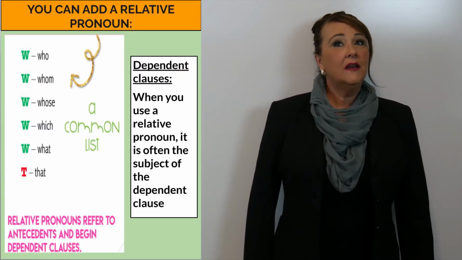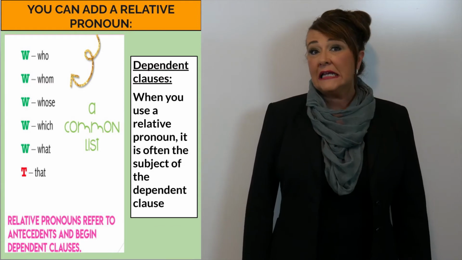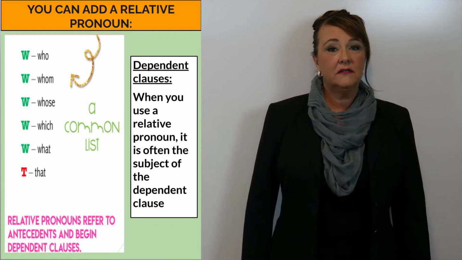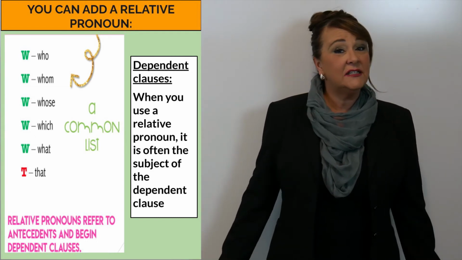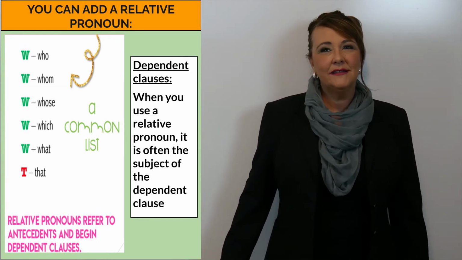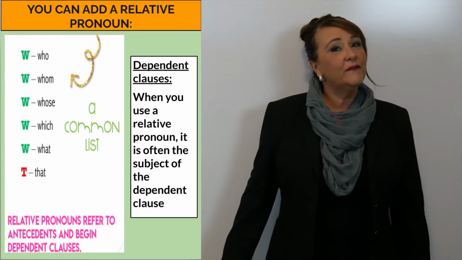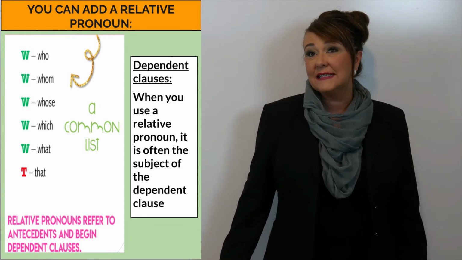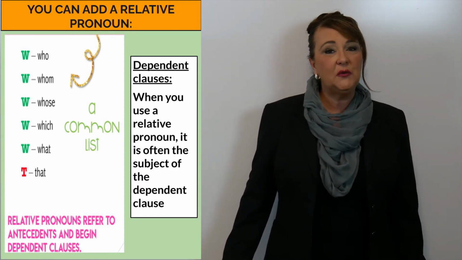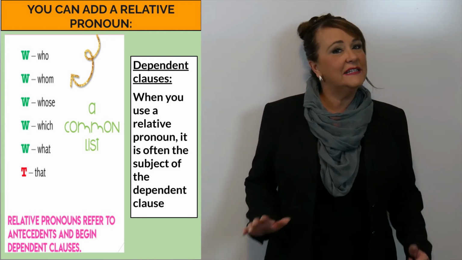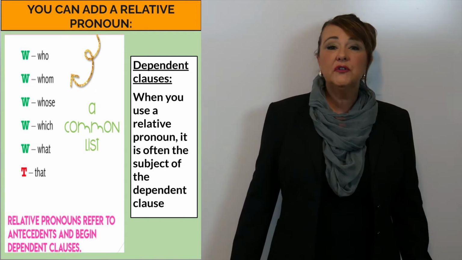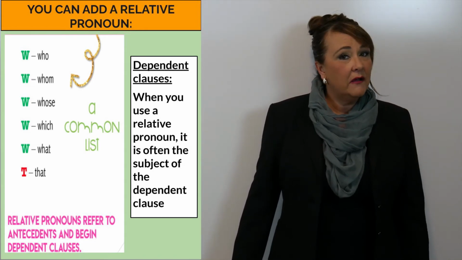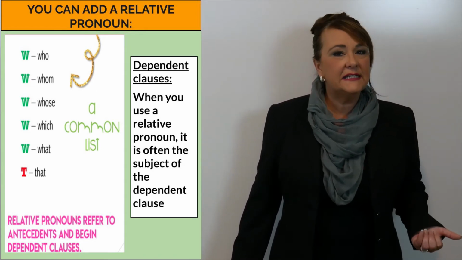On your screen, you see a common list of relative pronouns. It's a good idea to write these 6 down and memorize them. It'll be easier for you to identify complex sentences and know how to punctuate them if you know what these 6 common pronouns are. So, relative pronouns refer to an antecedent.